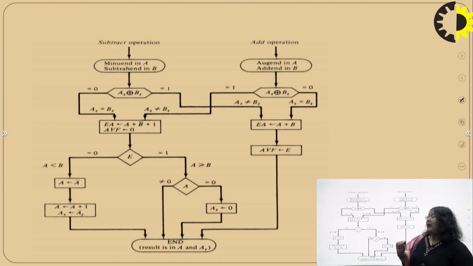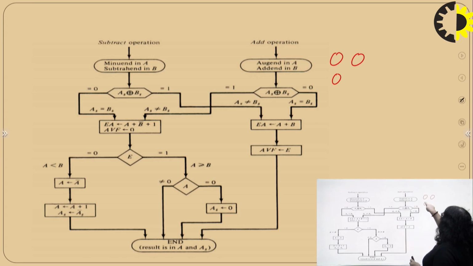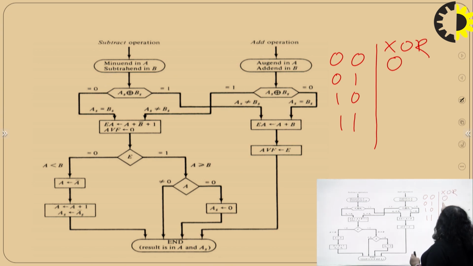What is the basic working of XOR? If both bits are the same, then the output is 0. If the bits are different, then the output is 1. This is the XOR table: 0 0 gives 0, 0 1 gives 1, 1 0 gives 1, and 1 1 gives 0.